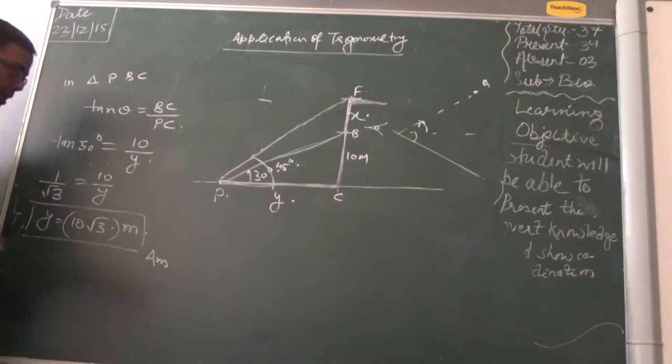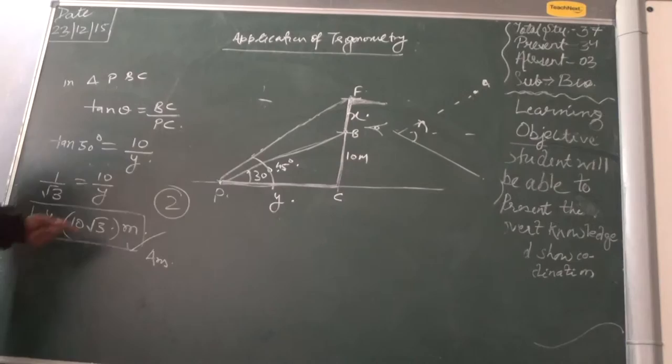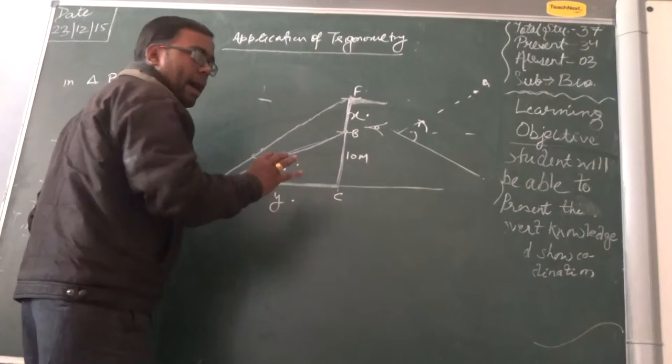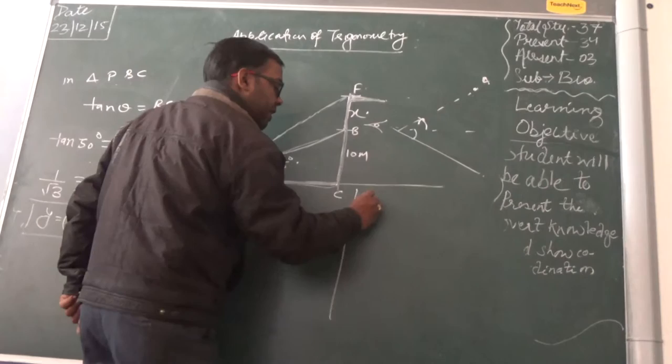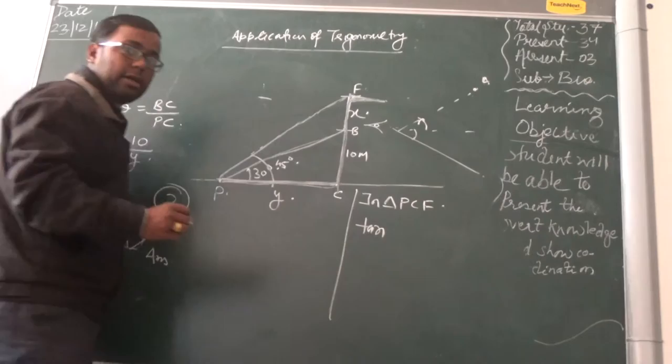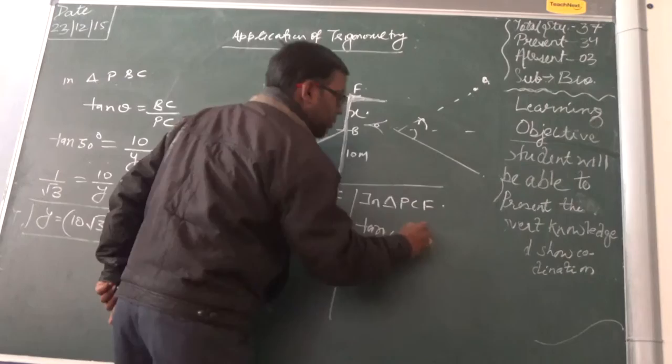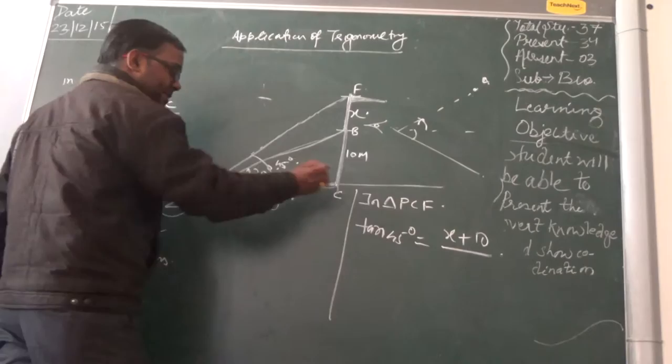Let's move ahead. Next unit, this one height. Once again, take this base and this complete triangle, triangle PCF. In triangle PCF, tan 45 degrees equals perpendicular, x plus 10, upon base. What is the base? 10 root 3.